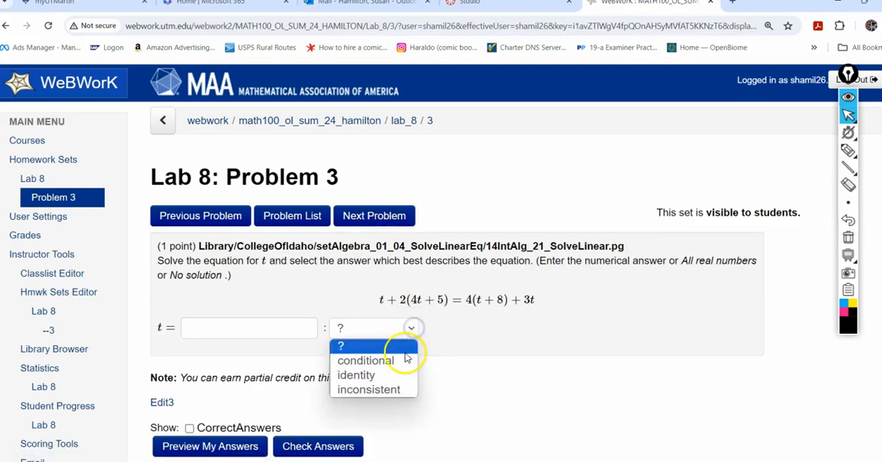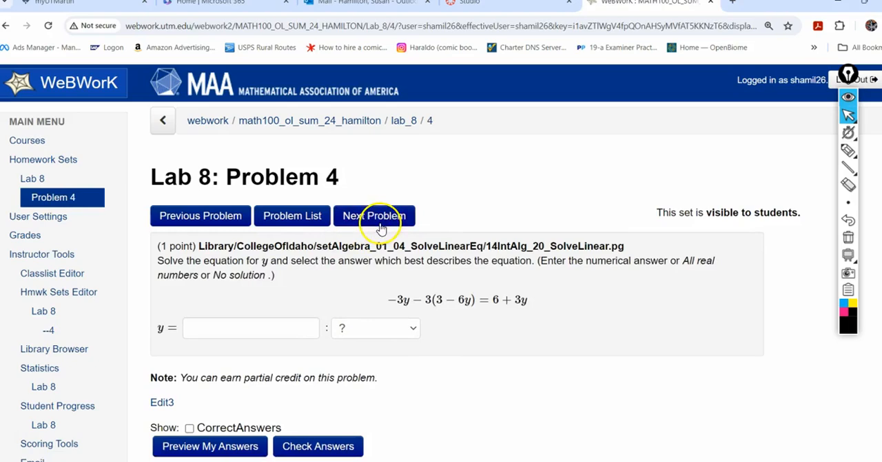For the next one, the selections are conditional, identity, or inconsistent, which is the same as contradiction. So these are taken from different textbooks.